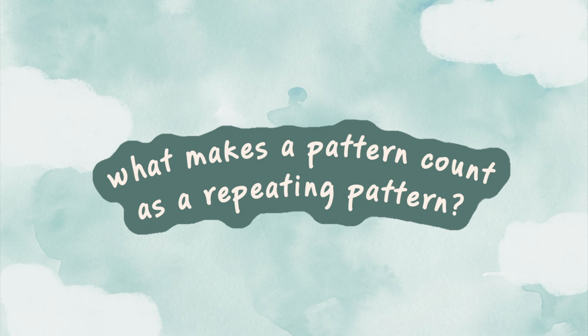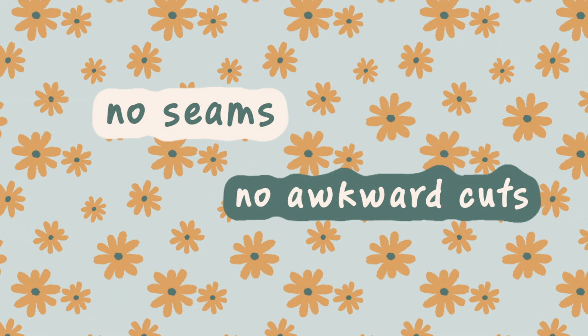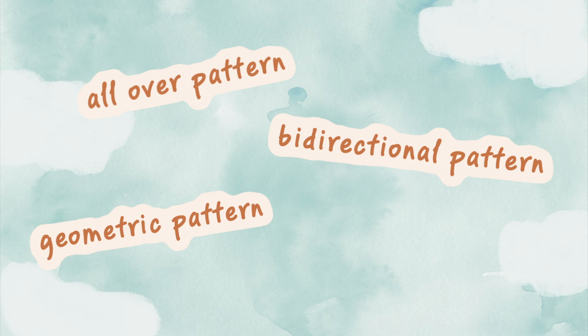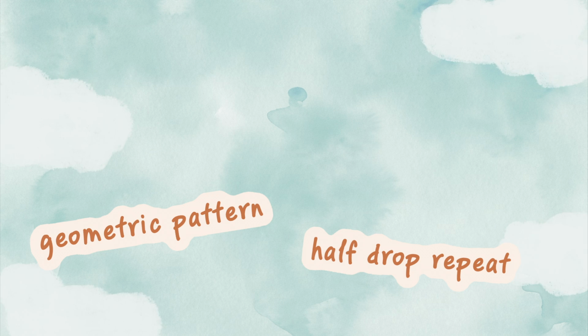So at this point, you might be asking yourself, what makes a pattern count as a repeating pattern? I kind of hinted at this earlier, but basically a repeating pattern is one that can continue indefinitely without creating any seams or awkward cuts. The smallest unit of a repeating pattern is typically referred to as a repeating tile, where everything on the left-hand side matches up perfectly with everything on the right-hand side, and the same is true for the top and bottom sides. This way, when you put multiple tiles next to each other, the pattern can continue forever. There are actually a ton of different types of repeating patterns, but I'll save that discussion for another video.